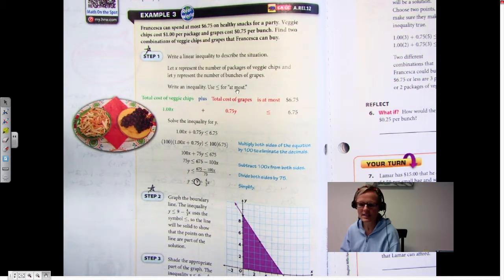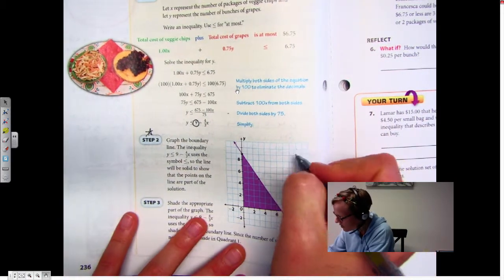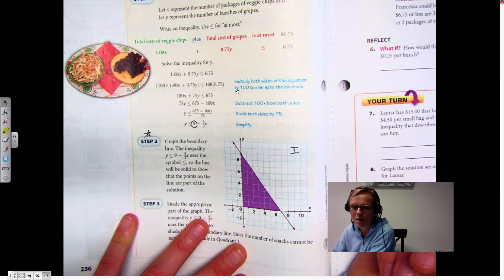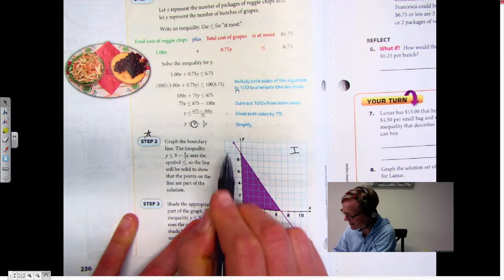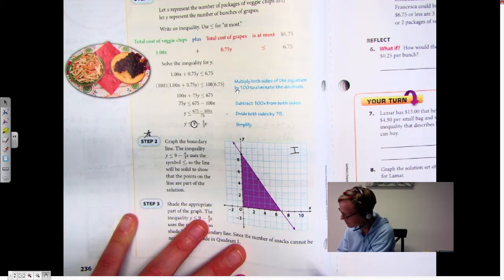You'll notice on this example, they are only graphing in the first quadrant. Because this is a real life example, we're going to buy either 0 packages of veggie chips or a positive number, and we're going to buy 0 bunches of grapes or a positive number of bunches of grapes. So you'll notice that the solutions are limited to quadrant number 1.